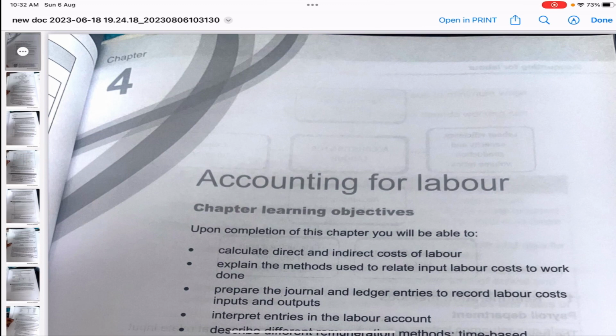Hello everyone, in this video we will be continuing with chapter number 4 of ACCA F2 Management Accounting, and the chapter's name is Accounting for Labor.